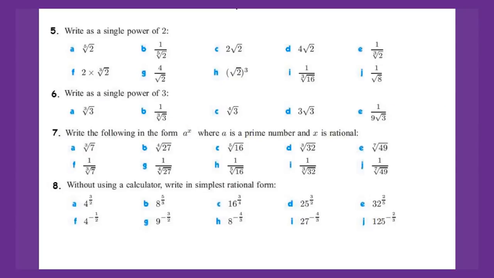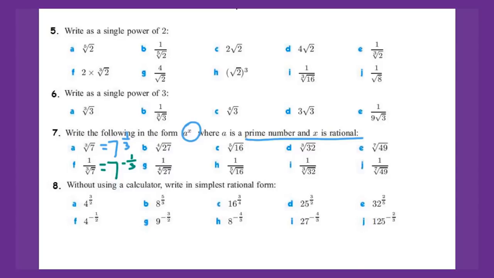For number 7, write the following in the form of a to the x power. A is a prime number and x is a rational. So for number a, I can write down 7 to the 1/3 power. Therefore, for f, I can write down 7 to the negative 1/3 power. Whenever we have 1 over, means negative exponents.